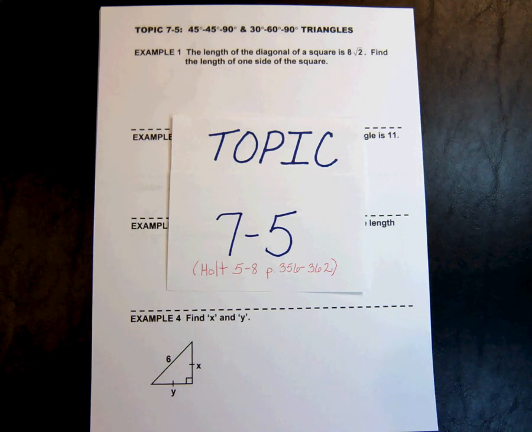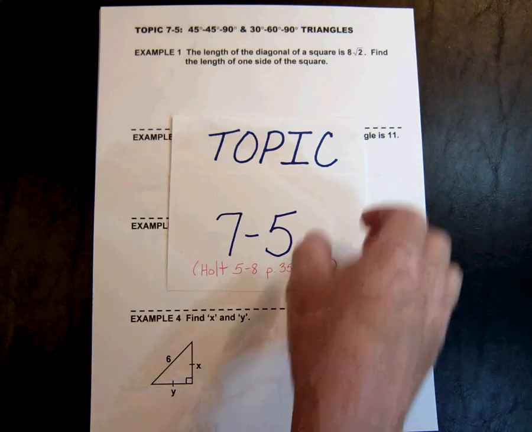Topic 7-5, referenced in our Holt book, Chapter 5, Section 8, page 356 through 362. There's a good application about making a bandana for a dog using the skills of these special right triangles. So check it out on page 357 if you'd like. This is more practice for these particular special right triangles.